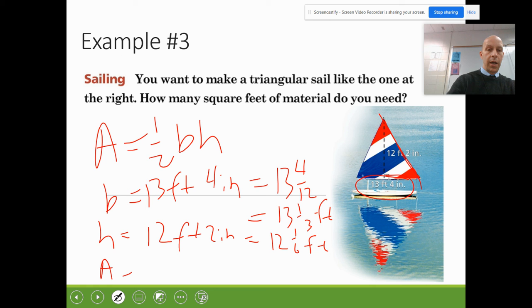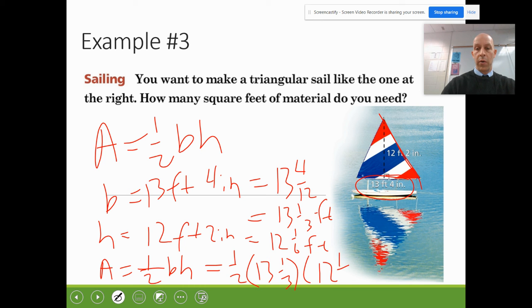So our area here is going to be 1/2 base times height. So that'd be 1/2 times 13 1/3 times 12 1/6. And I'm just going to use my calculator to do that. So I'm going to do 0.5 times 13 1/3, which would be the same thing as 40 over 3.